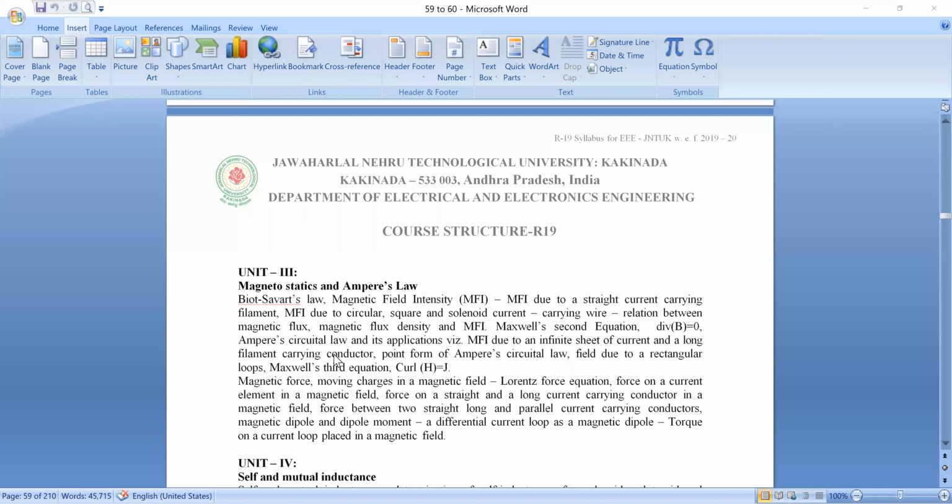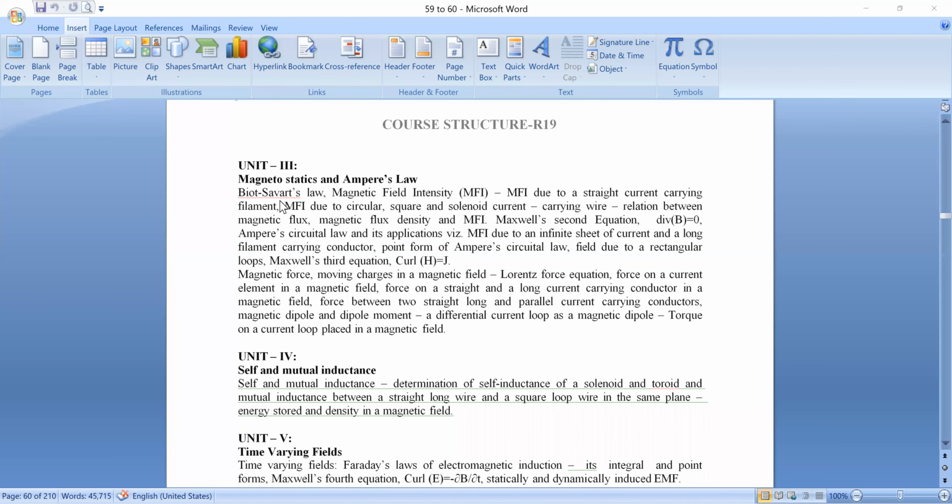Next chapter, unit 3. In the previous two chapters, we discussed the electric field developed whenever the charges are at rest. In this third chapter, we discuss what happens when charges move with a constant velocity, that means in a DC current, then around the conductors a magnetic field is developed. This type of field is named magnetostatics.